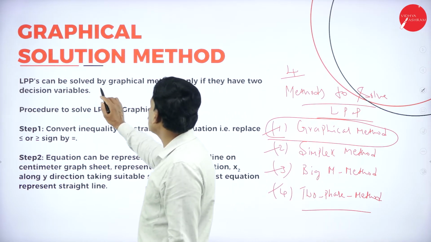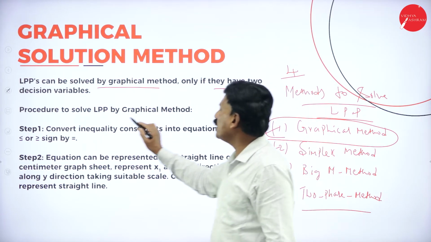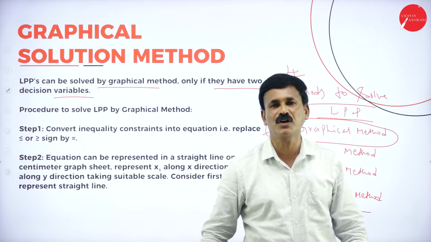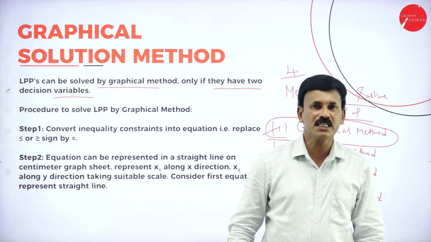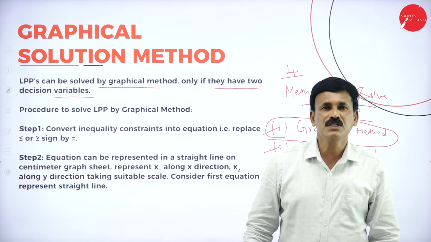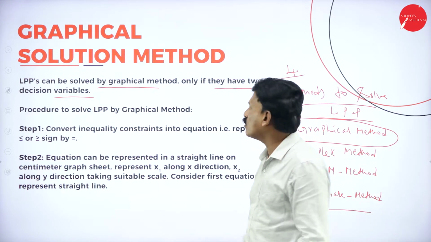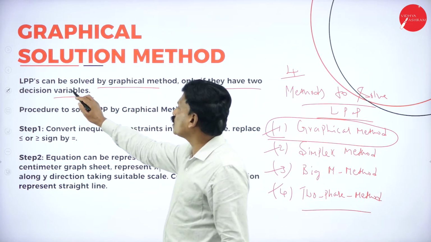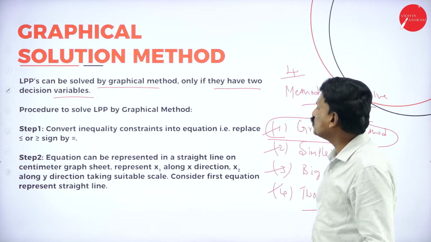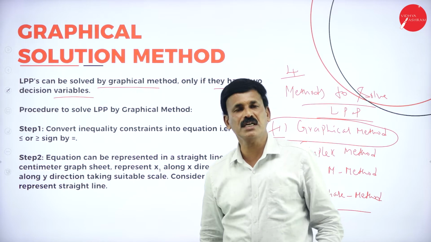An LPP can be solved by the graphical method if and only if it has two decision variables. If it has two decision variables like x and y, or x1 and x2, as the decision variables, then we can solve it graphically.